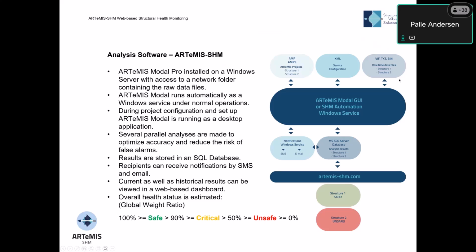You can also have multiple structures dumping data into different folders on your network, so that you can monitor several structures with the same license. The way it's done by this service is that it's sequentially analyzing the different structures, taking the data from one folder, analyzing it, storing it, going to the next, grabbing the data, analyzing and storing it. So it's looping through all the structures that you have connected with this specific service. And in this way, you can make 100% use of ARTeMIS for multiple structures at the same time.